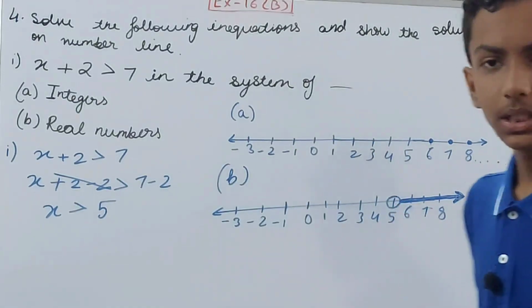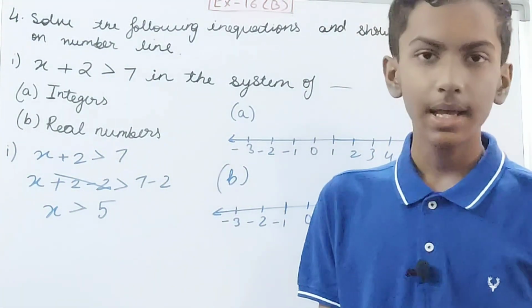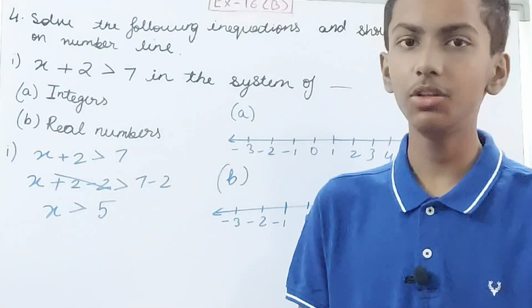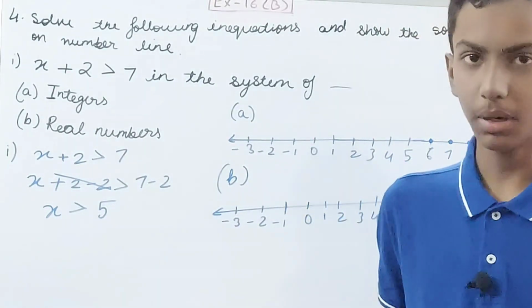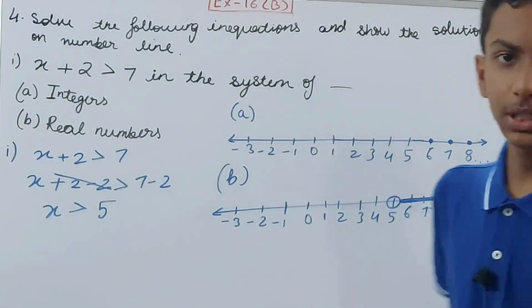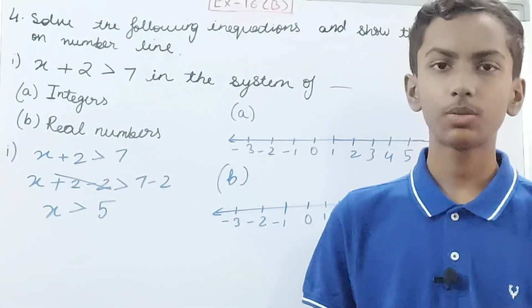And this open circle here is indicating that 5 is not included. That means greater than 5 means the value of x cannot be 5 but only greater than that. Don't make the dots here, it's not required. Just that much is fine. Let's move on to the next part.